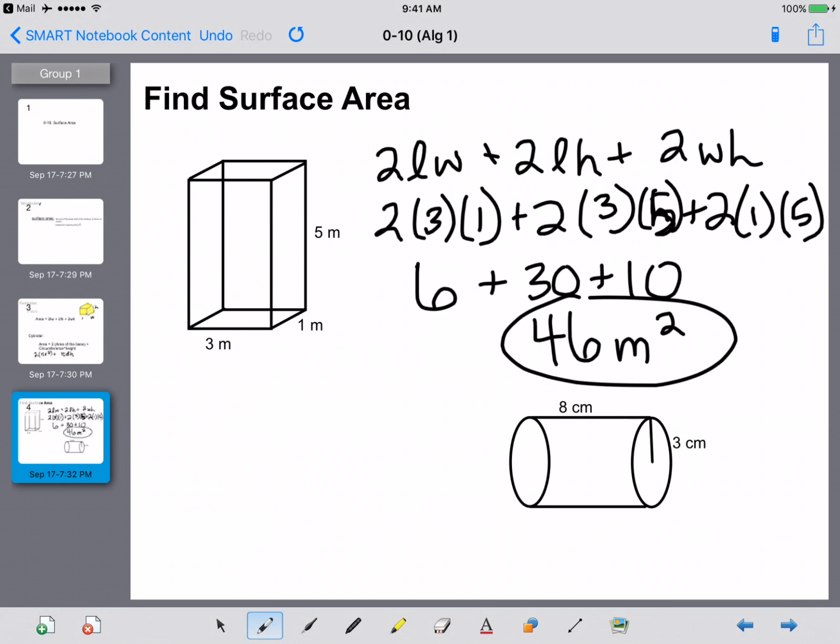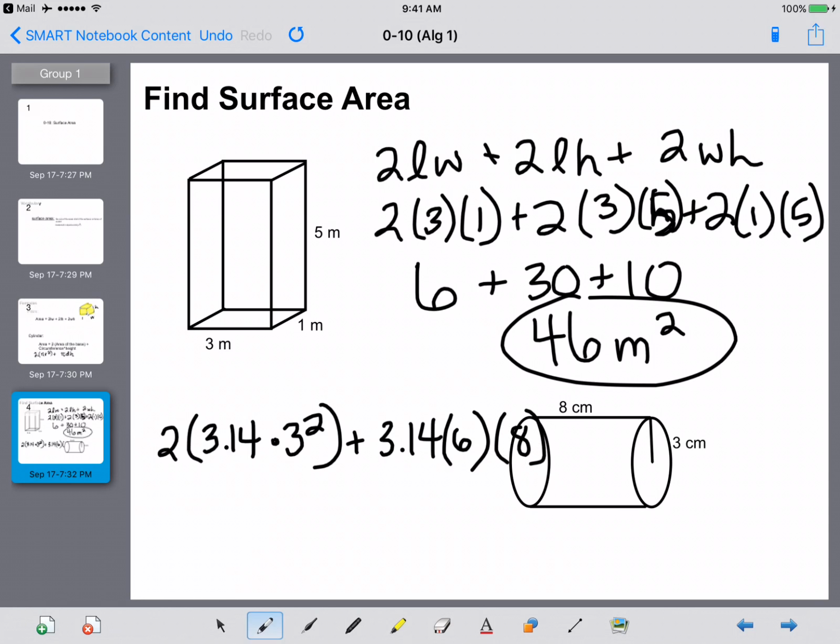Over here, we have the area of our base times 2. So that would be 2 times 3.14 times 3 squared, plus our circumference, so pi, which is 3.14, times the diameter, which would be all the way across, so that would be 6, times the height, which is 8.